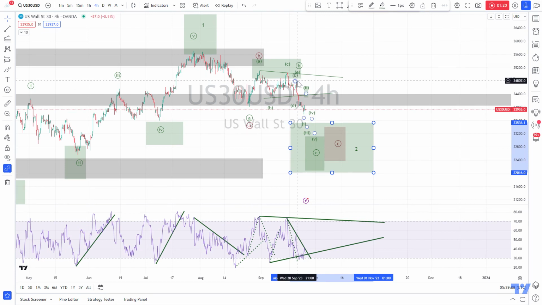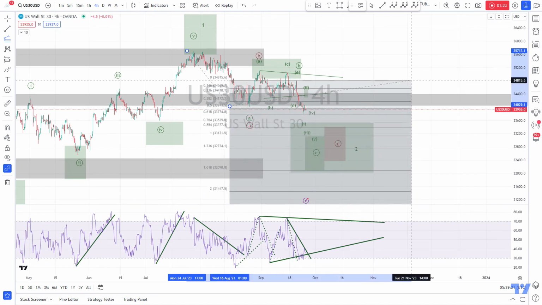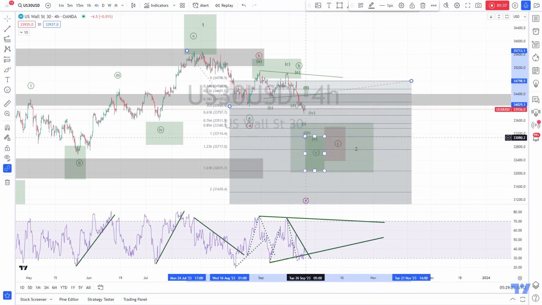we started our wave C from here, and so if this is the wave B, then we can calculate the target. Like if this is our wave A, this is our wave B, then our wave C is supposed to end here between the 1 and the 1.618 Fib extension.